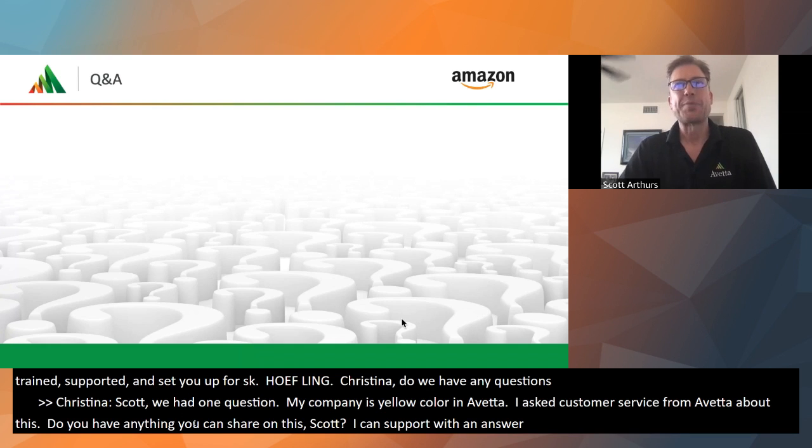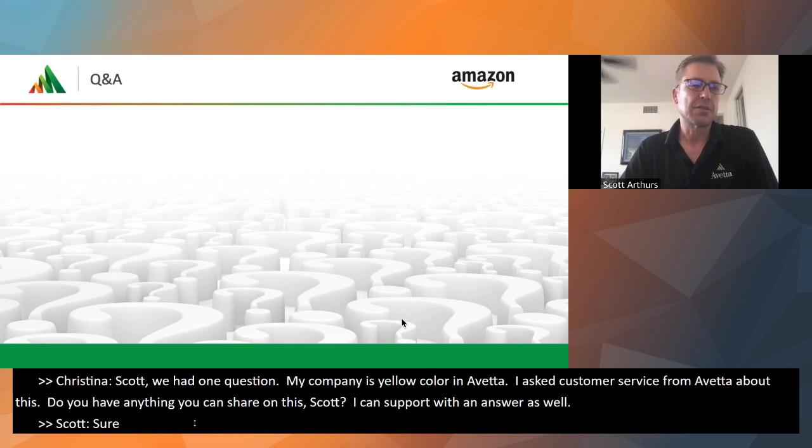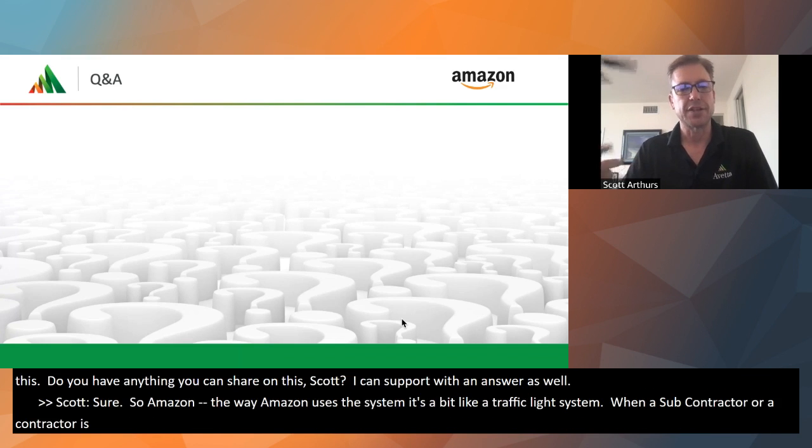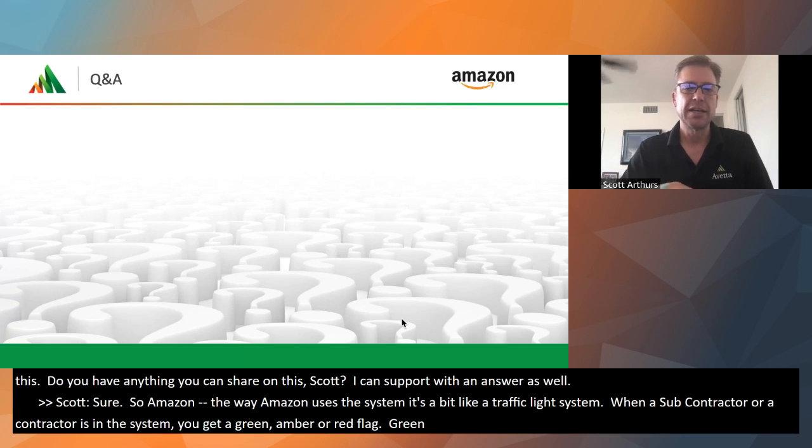Sure. The way Amazon uses the system, it's a bit like a traffic light system. When a subcontractor or a contractor is in the system, you're given either a green, a yellow, or a red flag, right? Green, amber, or red. Green flag means you're completely compliant. You can get on sites, work on sites, no problems at all.